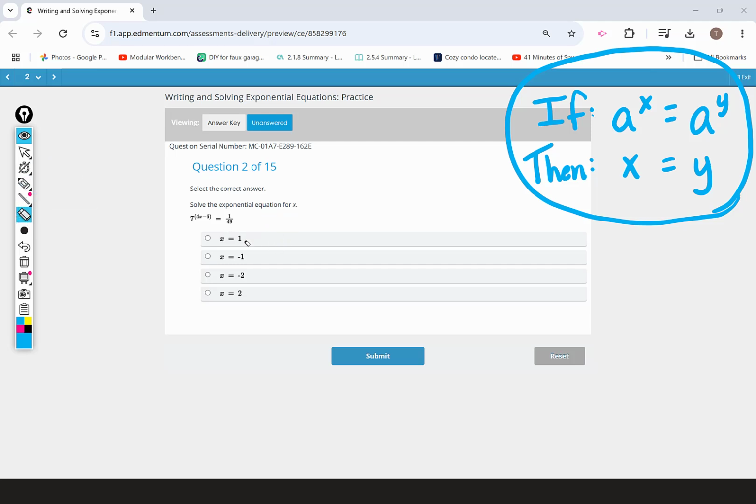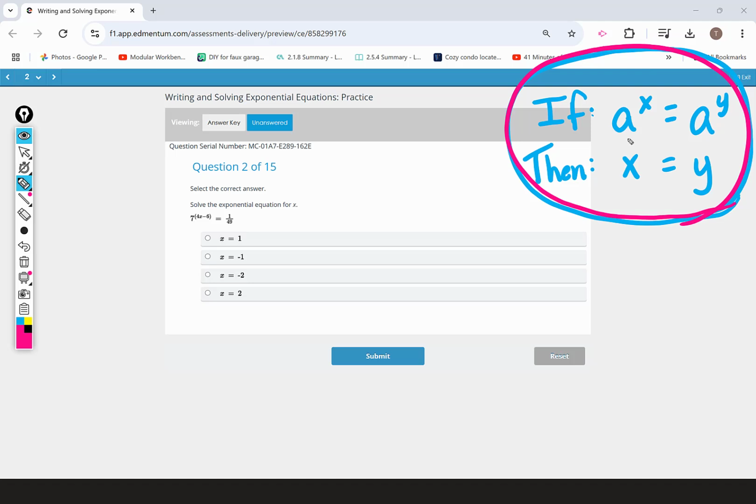Okay, we're going to solve the exponential equation 7 raised to the 4x minus 6 power equals 1 over 49. Before we do that, focus over here for this if-then statement. If a raised to the x power equals a raised to the y power, then we know that x equals y.